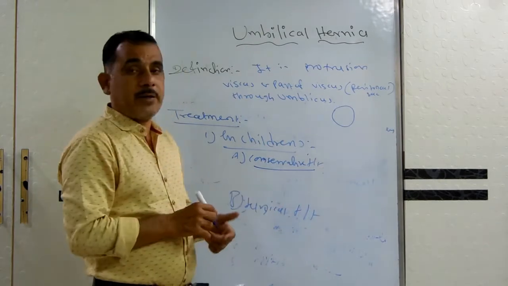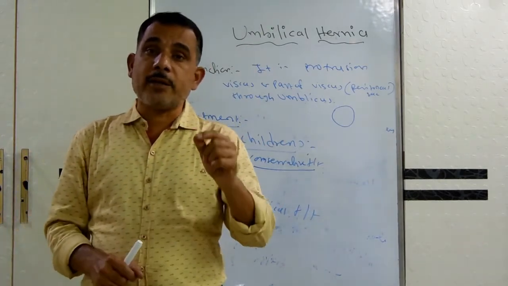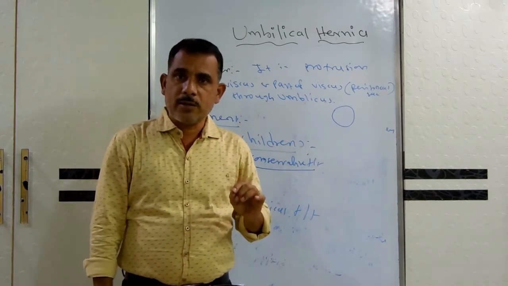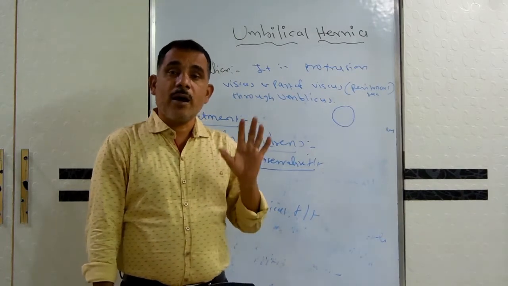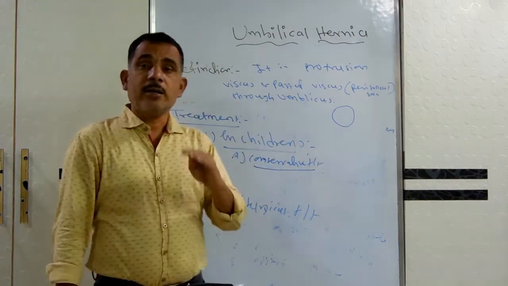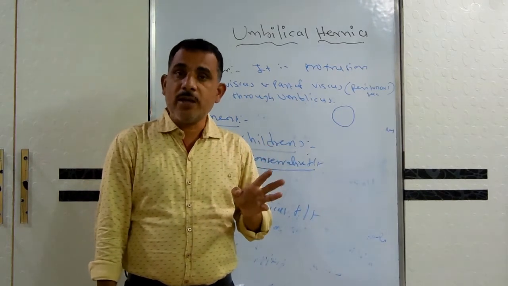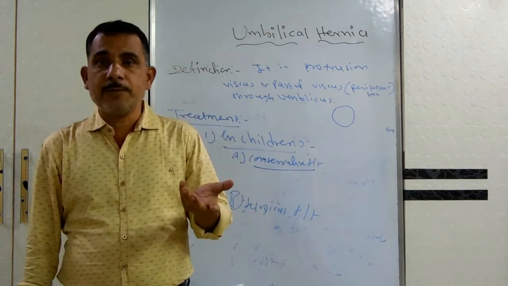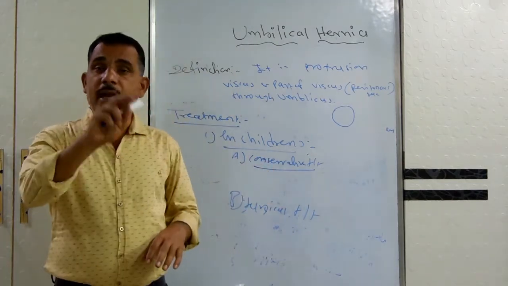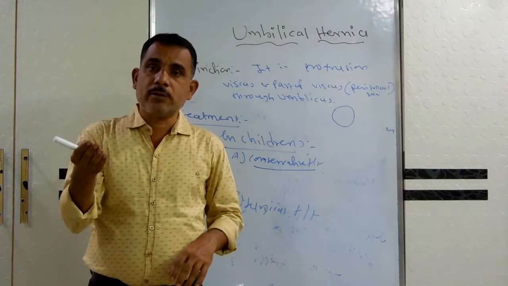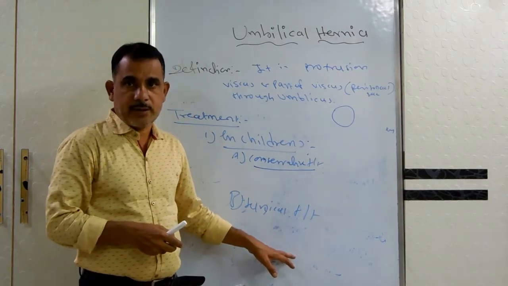Then surgical treatment. The surgical treatment is indicated in cases where the hernia is complicated, meaning where obstruction occurs. Sometimes strangulation may be there, but the most common complication of umbilical hernia in children is obstruction. If it is an obstructed hernia, they immediately go for surgery. And second, if the hernia is not relieved by conservative treatment or it doesn't disappear after 18 months, then we must go for the surgical treatment.